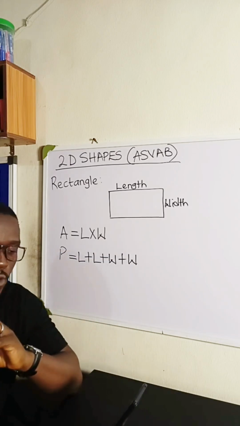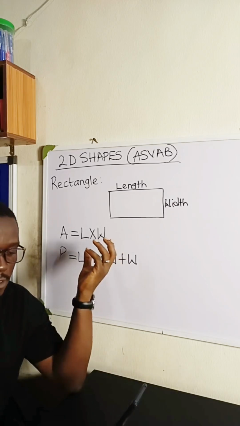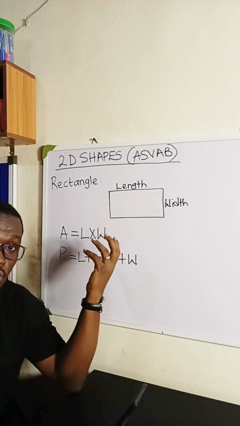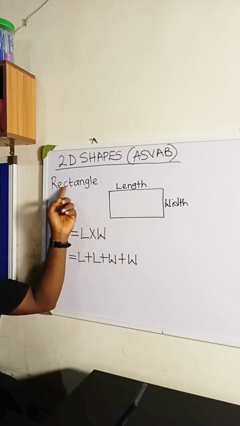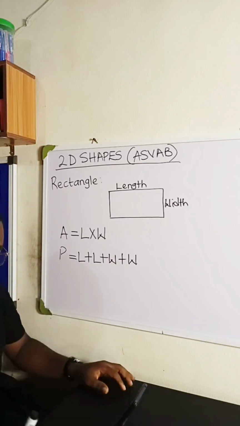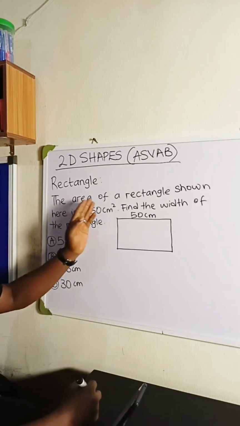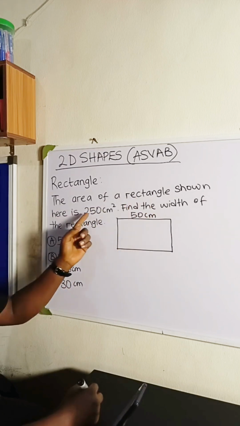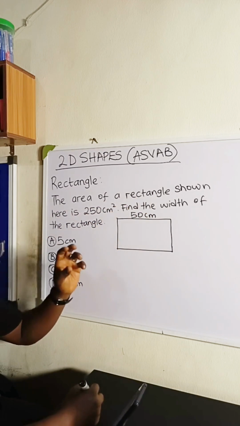So now we are going to look at some ASVAB practice questions so that we can understand this formula better. We're going to look at some questions on area or perimeter of a rectangle from the ASVAB practice questions. So the question says the area of a rectangle shown here is 250 centimeters square.